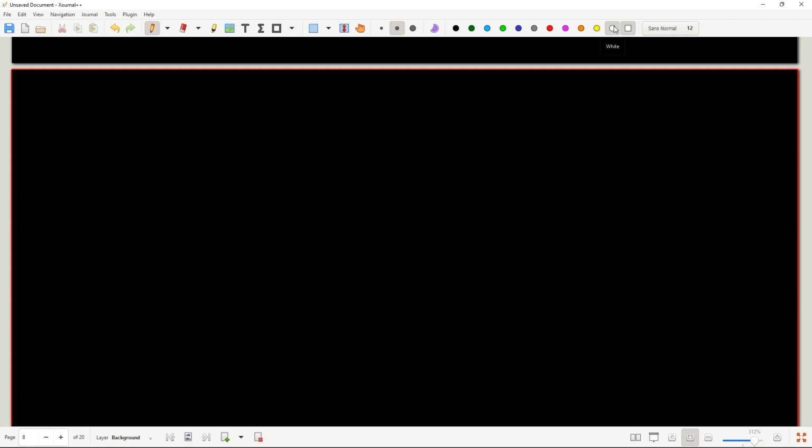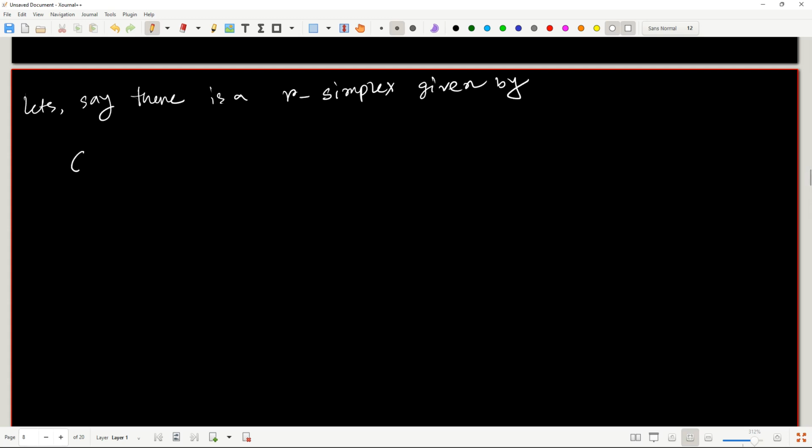Actually get generalized. Okay, so now let's talk about these faces. Let's say there is an R simplex given by sigma R, and let's take a very simple choice. Let's say P0, P1, and so on up to P of R. This is R.